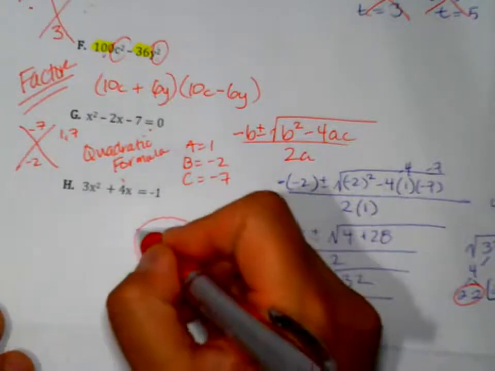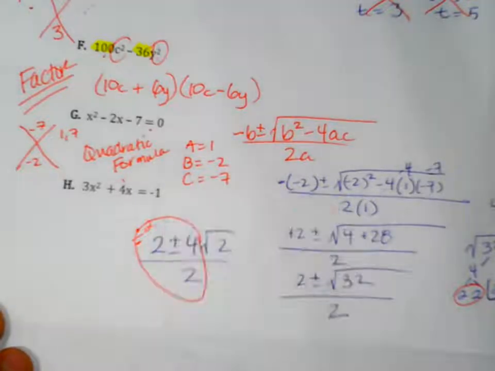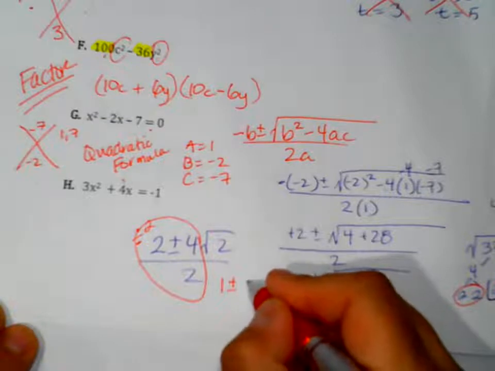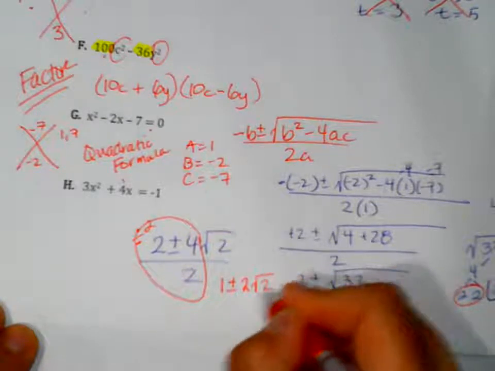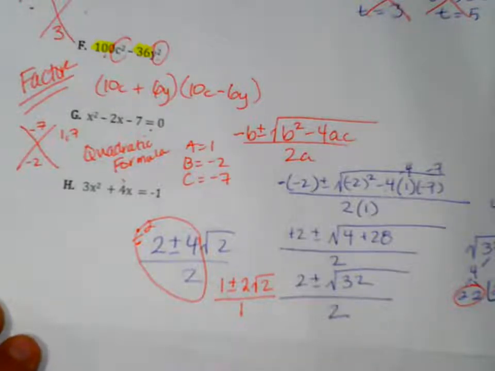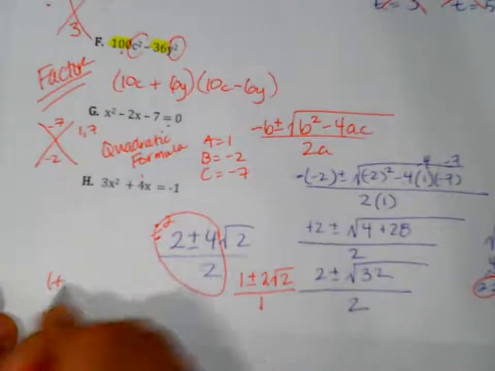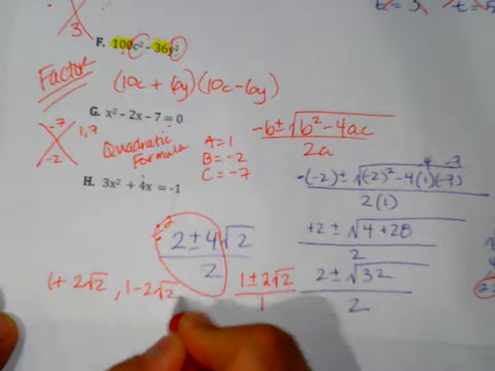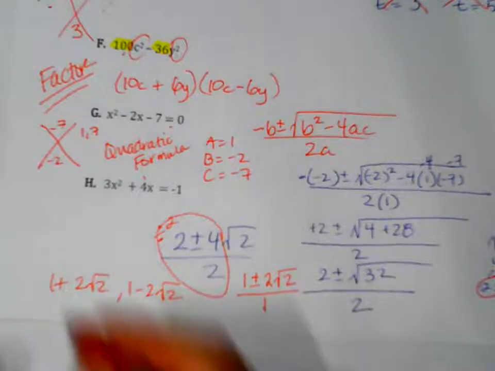And I can divide everything by 2. So it's going to give me 1 plus or minus 2 rad 2 over 1. Again, that 1, I know you don't need to have it. If you write it there, obviously it's not wrong. If you're looking for a multiple choice, that 1 is not going to be there. Okay, so your answers can be written 1 plus 2 rad 2, 1 minus 2 rad 2. Okay, and those are your answers. This is all for G.